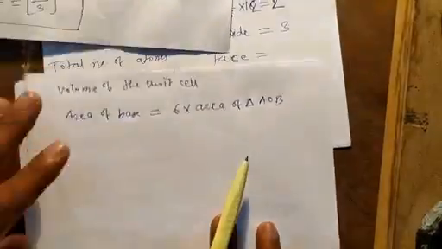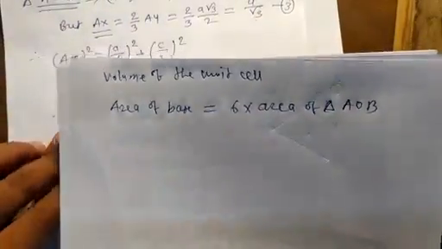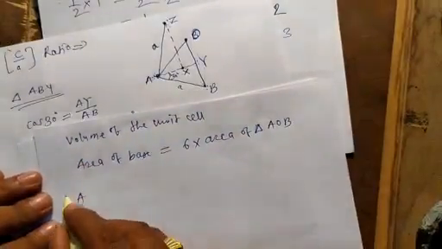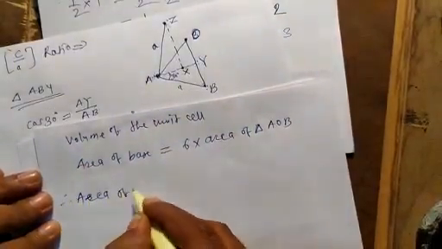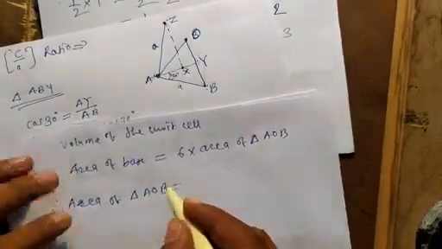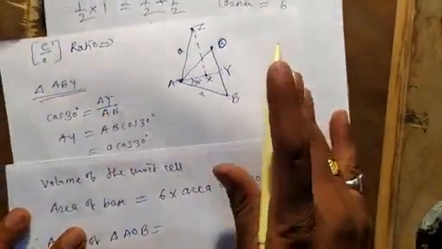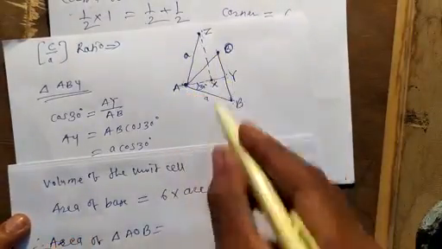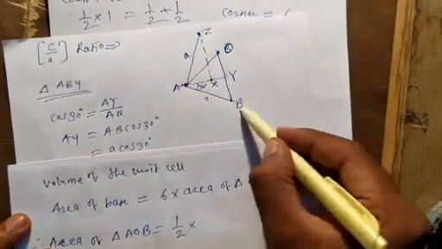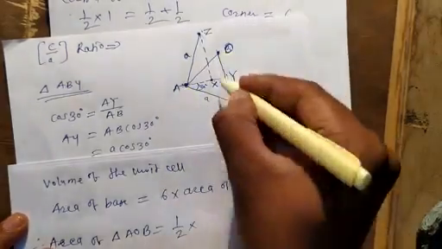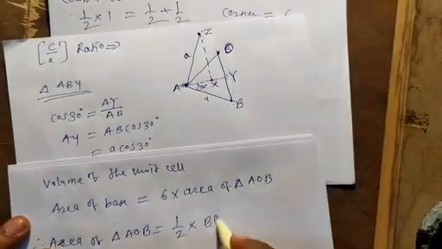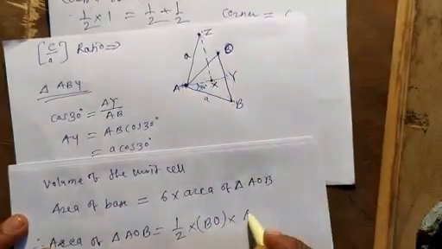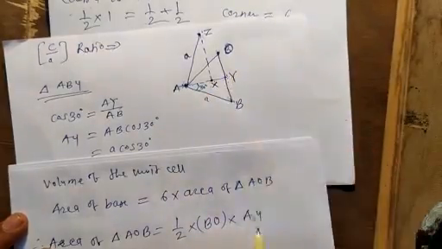Now to find out the area of this triangle, just consider this triangle AOB. Then what is the area of this triangle? Therefore area of triangle AOB equals half of base into height. What is the base? That is OB, that is BO, into height, that is AY. Base into height is the area of this triangle.